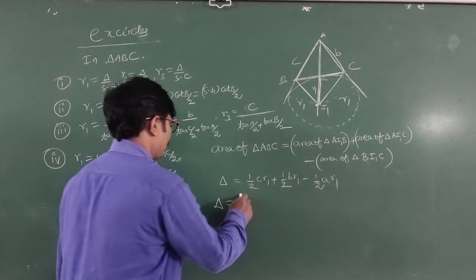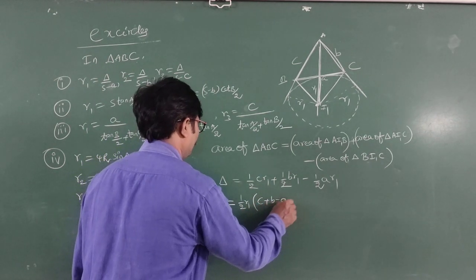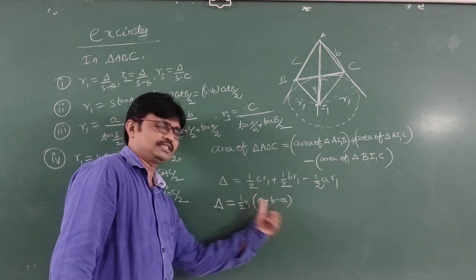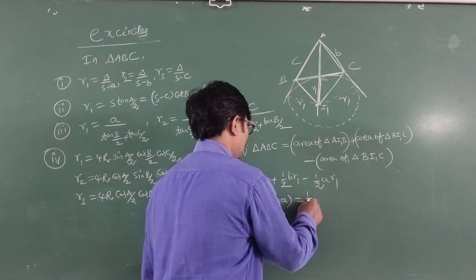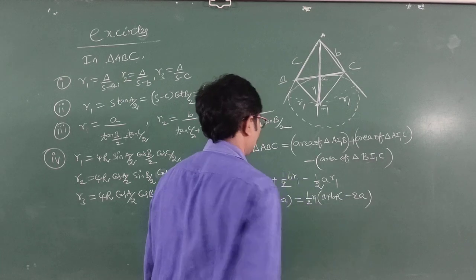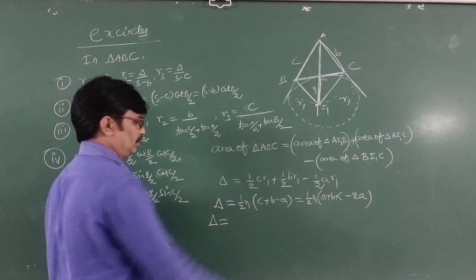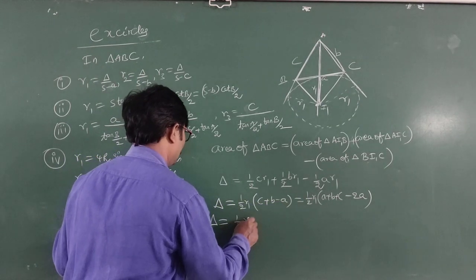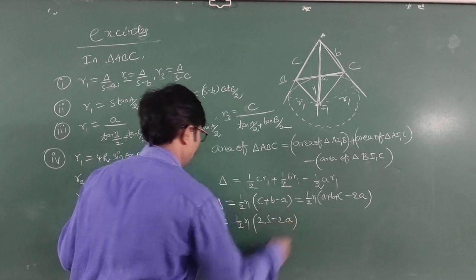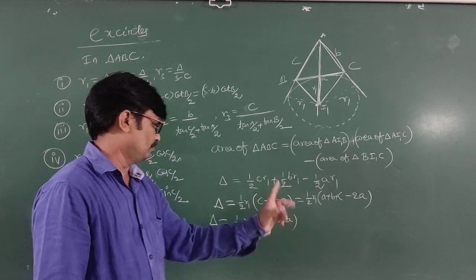So R1 is the common factor: C plus B minus A. This is 2S minus 2A. We are taking plus A minus A. So students, R1 times (A plus B plus C minus 2A). So the delta equals half into R1 into (A plus B plus C), which is nothing but 2S minus 2A. A plus B plus C is 2S minus 2A.